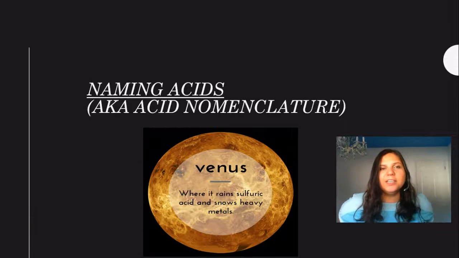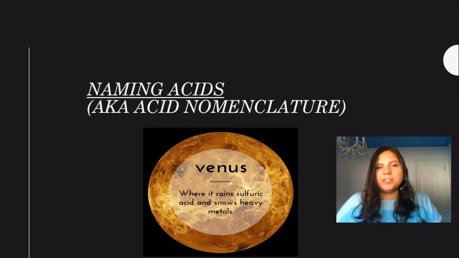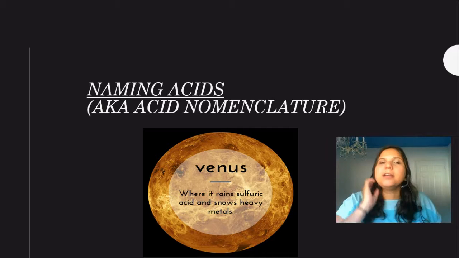Hi guys, Mrs. Thompson here, and I'm here to talk to you about naming acids, which is also called acid nomenclature. We've actually used nomenclature when we were naming ionic compounds. That's just the system of naming.